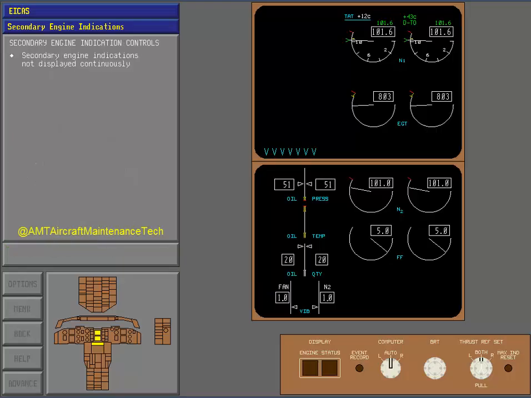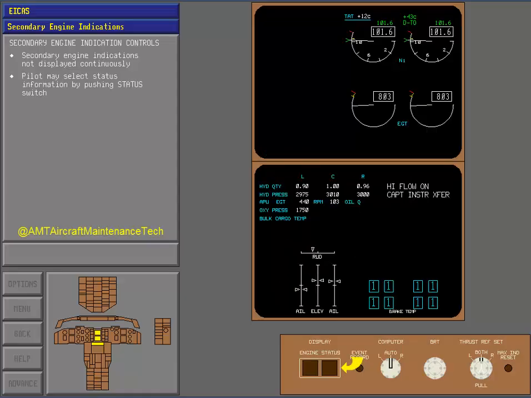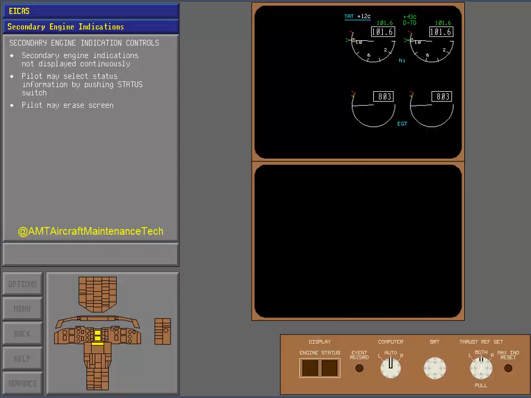Although secondary engine indications are displayed automatically on the lower CRT when electric power is initially established, they do not necessarily remain on the screen continuously. The pilot may choose to view status information on the lower CRT by pushing the status switch on the EICAS control panel. Or the pilot may also erase all information from the screen, usually by pushing the selected switch a second time.